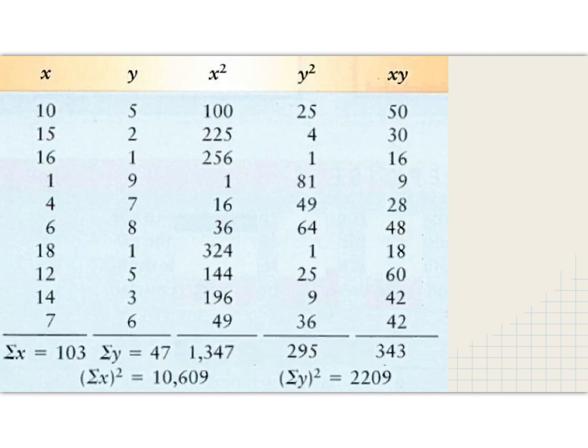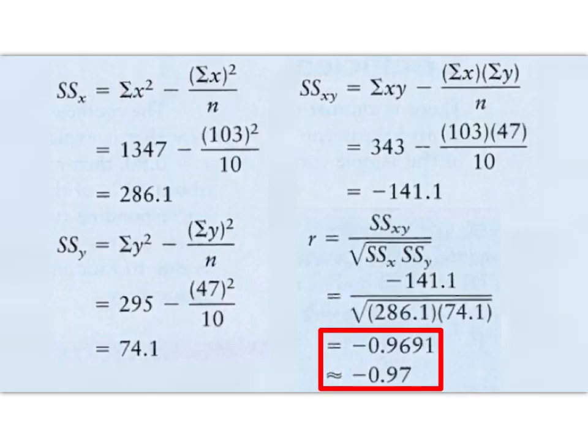So you generate the table with the x's and the y's. The x squareds add to 1,347, the y squareds add to 295, and the xy's add to 343. The x's were a total of 103 police officer shifts, the y's a total of 47 muggings over the 10 days that were sampled. Now plug everything in.